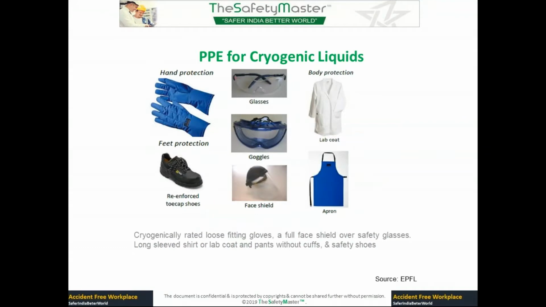The PPE you should wear is hand protection, reinforced toe cap shoes, safety glasses, face shield, and hard helmets or safety helmet. If you are working in a lab, you should have a lab coat and apron. The reason you wear these clothes is to avoid any spillage on your clothes.